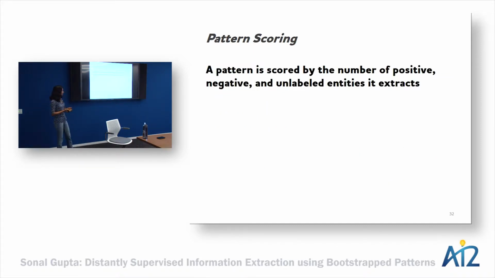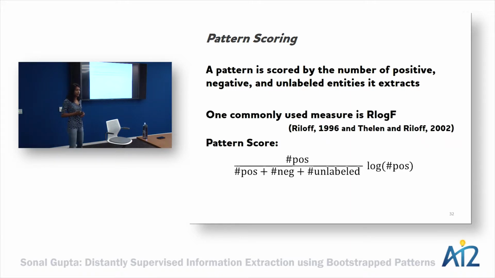Each pattern is scored by the number of positive, negative, and unlabeled entities it extracts. One commonly used scoring measure is RlogF, which basically looks at the ratio of the positive entities to all the entities that the pattern is extracting, multiplied by the log of the number of positive ones. The reason for the log is that it gives higher scores to patterns that are extracting more positive entities.